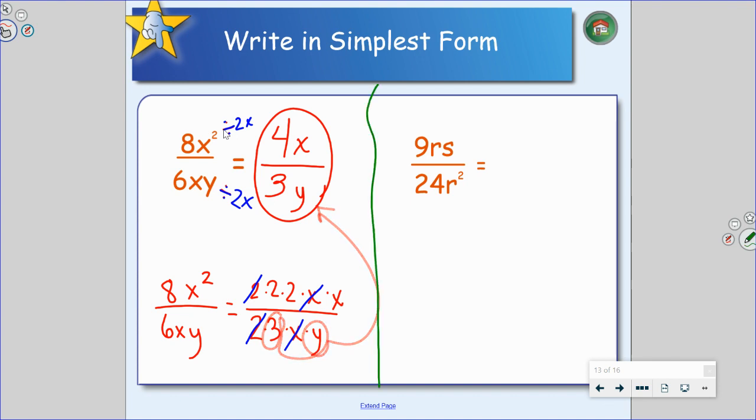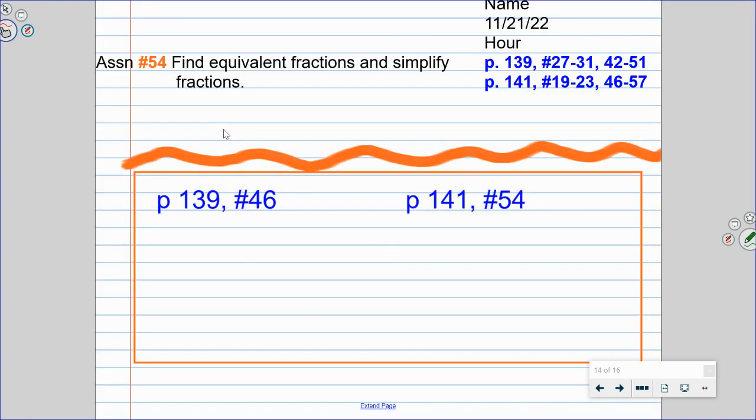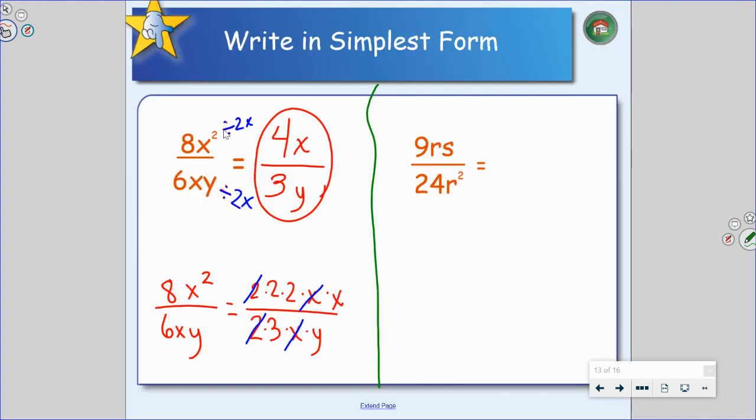All right, one final example before we head to our homework assignment. Yep. Let's do 9RS over 24r squared. Now I'm going to challenge you to pause. See if you can just make a prediction. What's the greatest common factor, including variables, that we can divide both of those by? Pause and come back when you're ready.